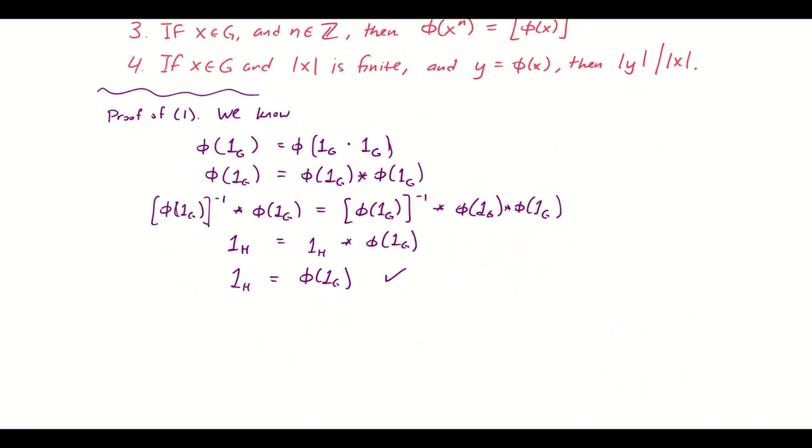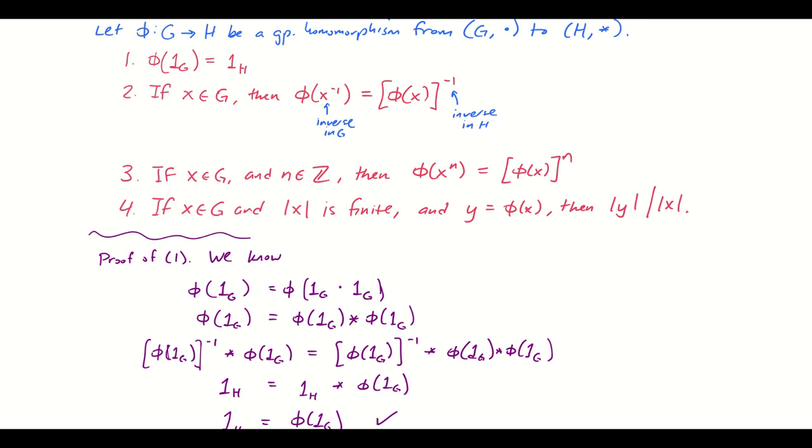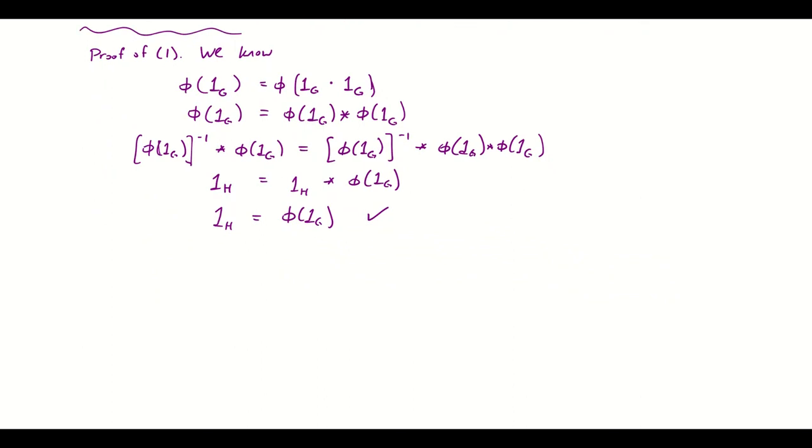Okay, now what about fact number 2? Let's just review what fact number 2 is. Fact number 2 says x inverse gets mapped to the inverse of phi of x. All right, let's switch colors for this one. Let's do a nice little dark green color. How's that? Okay, here's the proof of number 2.